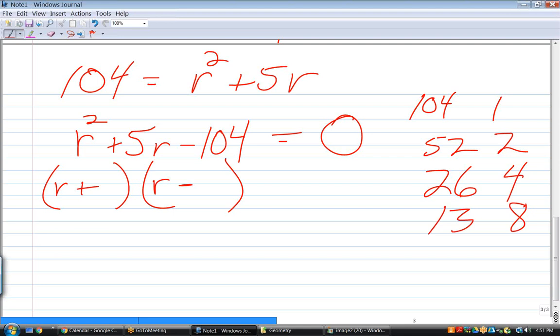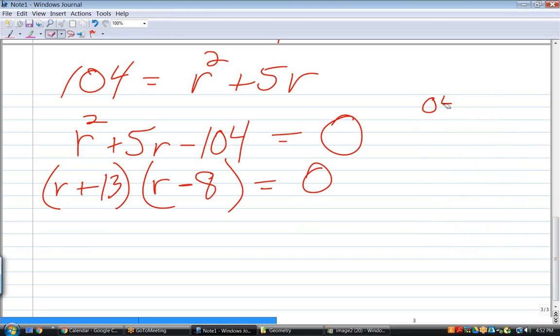Remember, we're looking for the factors that subtract to the number 5. Subtract because that is a negative sign. If that was a positive sign, we'd be looking for factors that added to this number. We found our factors, 13 and 8. Now the only thing left is to apply the larger of the factors, the 13, to the sign of the middle term. Well, the sign of the middle term is plus, so that's where I'm putting my 13. Now, that gives us what two answers for r?